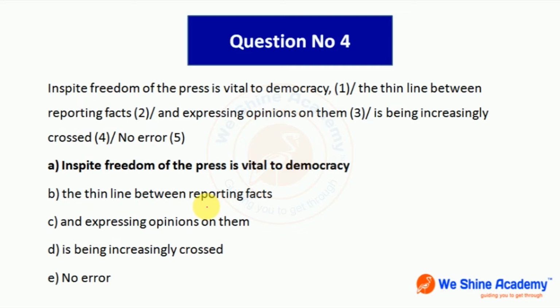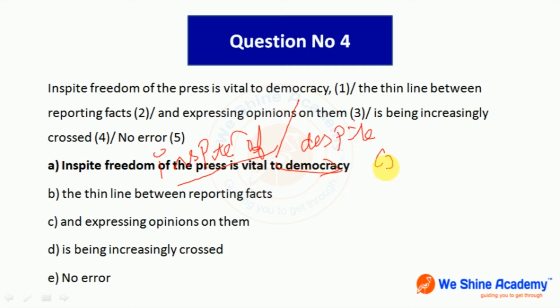Question 4 asks: in spite freedom of press is vital to democracy, the thin line between reporting facts and expressing opinions on them is being increasingly crossed. I think you are familiar with the structure of simple, complex and compound sentences. In spite should always be followed by of. We can say in spite of, or else we can say despite. It is used for contrary conditions. Contrary means, in Tamil, they will say mundukku pinna, right? So what will be the error? The error lies in the first part of the sentence. The answer is in spite of, so the answer is option A.